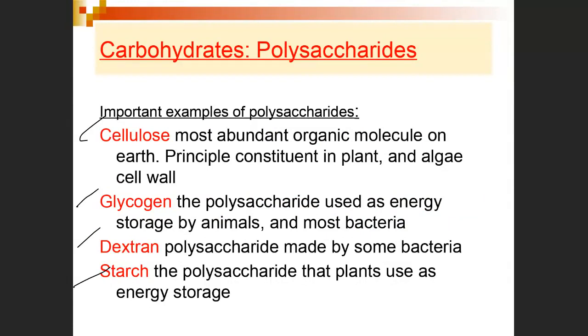The glycogen is the storage form of energy for both animals and bacteria. The starch is the storage form of energy for plants. Cellulose is the most abundant polysaccharide on the planet and is what makes up plant cell walls, the bark of trees, etc. Algae cell walls for the most part also.